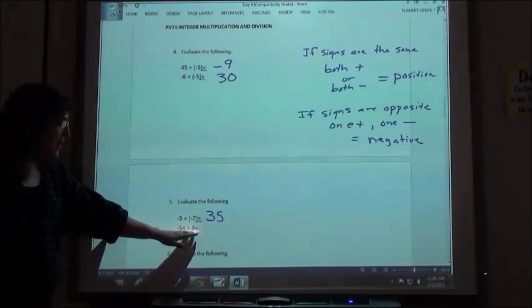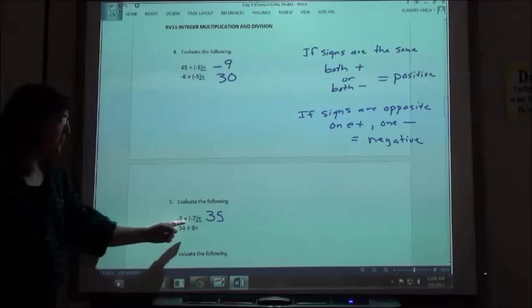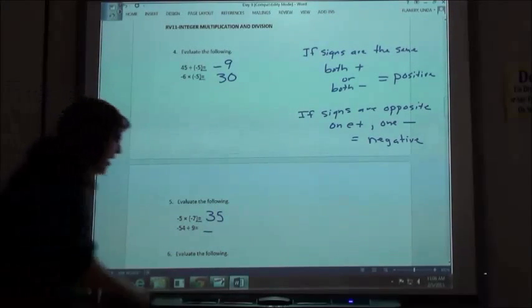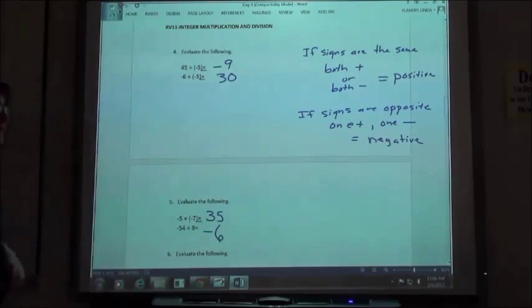Negative 54 divided by 9. A negative divided by a positive is a negative. 54 divided by 9 is 6.